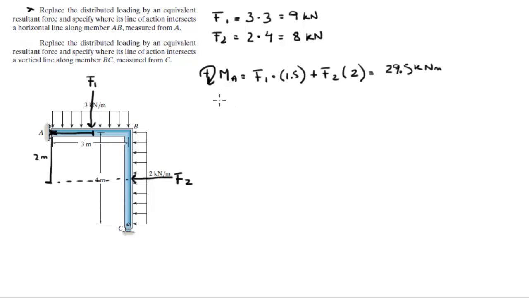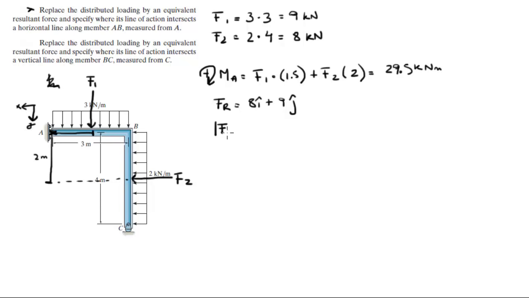Now the resultant force, Fr, is equal to 8 in the i plus 9 in the j, because we have a vertical and a horizontal force. Assuming the positive X will be this way and positive Y will be this way, so this is X, this is Y. That's why they're both positive.